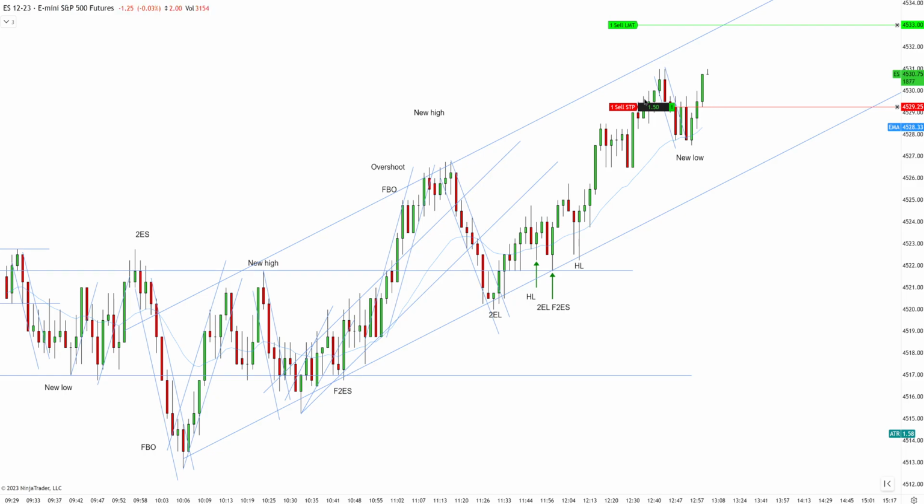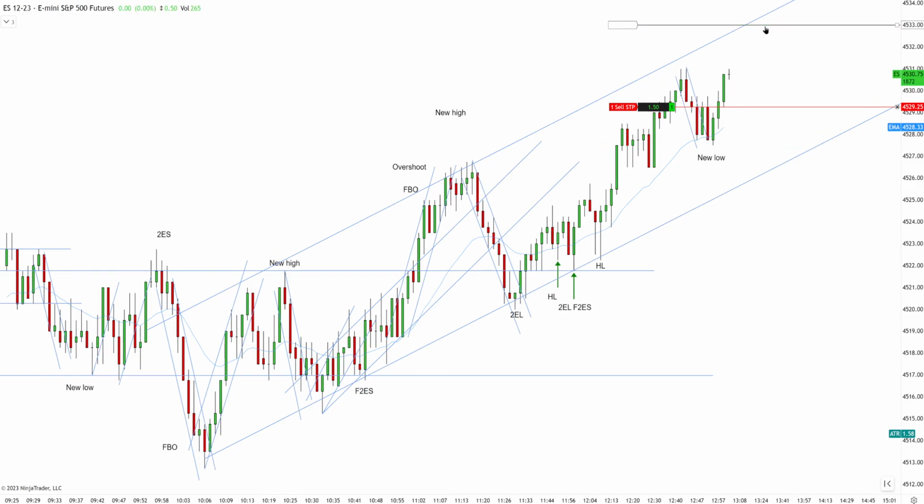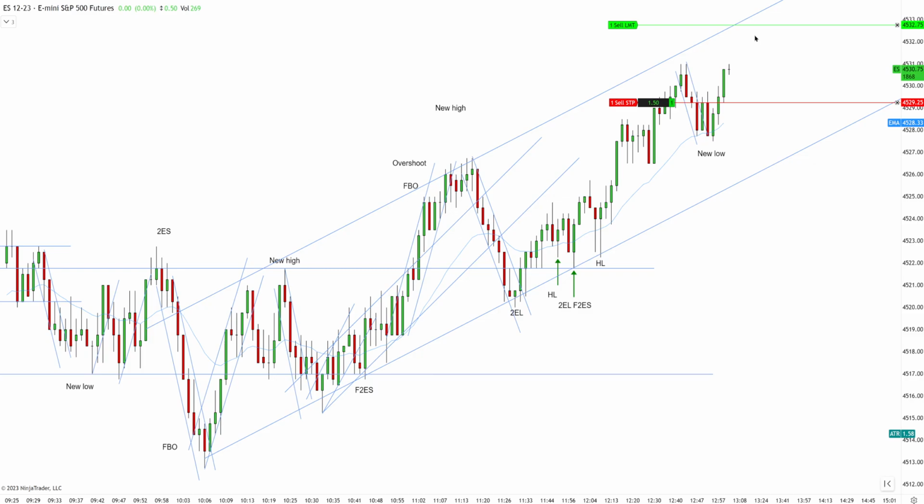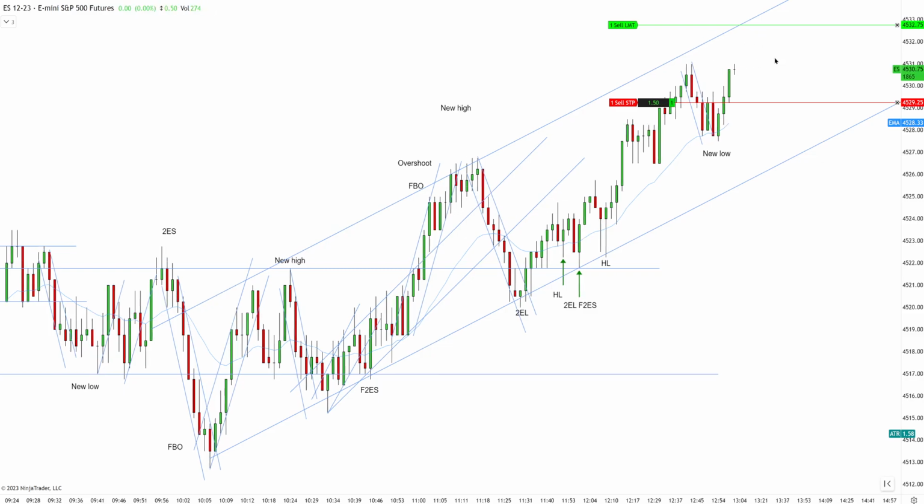Okay, we finally ticked through my order, so I'm going to put it to break even and I'm going to place the runner, let's say around here. The runner is really going to be just a bonus now. But this was a textbook setup, second entry long at the EMA, and nothing more to talk about here.